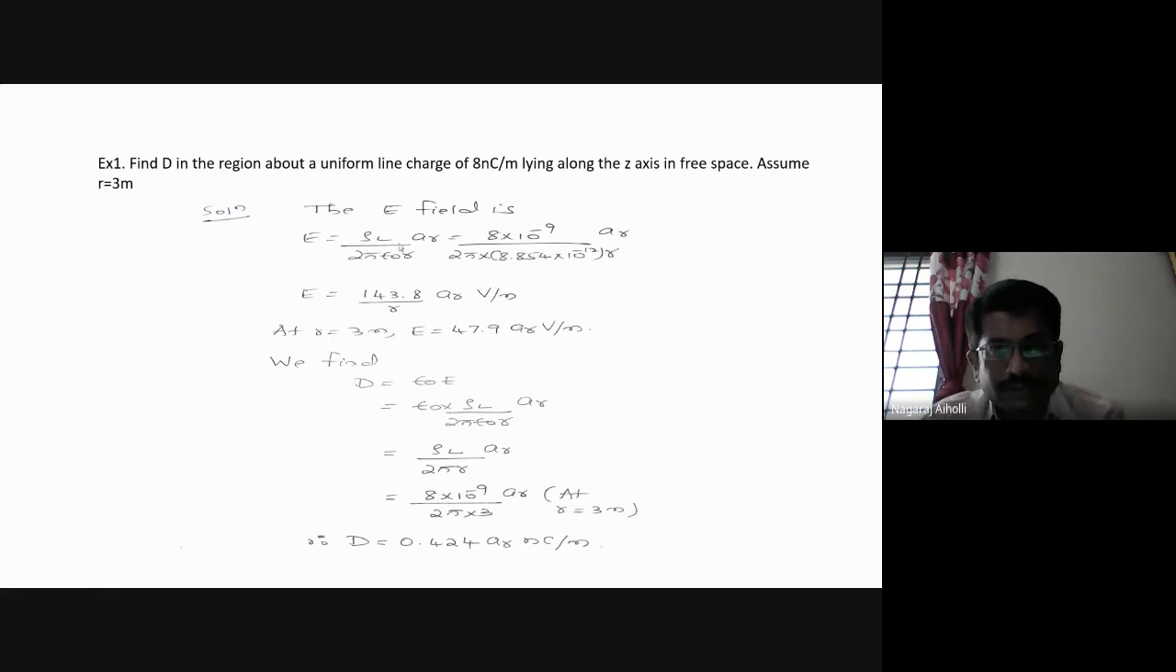Substitute the given values. Rho L is given, that is 8 nanocoulomb per meter, 8 into 10 to minus 9, divided by 2 pi. Epsilon naught value is 8.854 into 10 to minus 12, into R. You'll substitute the value of R later into AR. So E is found in terms of AR and R. Simplify this, students, see how much you will get. 8 into 10 to minus 9 divided by 2 pi into 8.854 into 10 to minus 12. Check this answer, how much you are getting. Just tell me the answer.